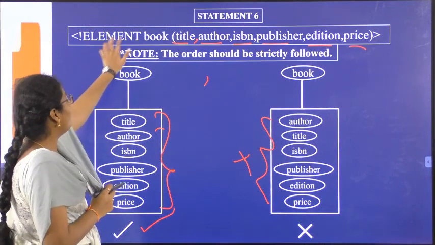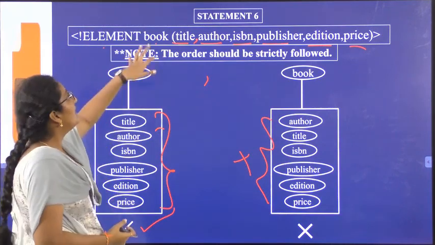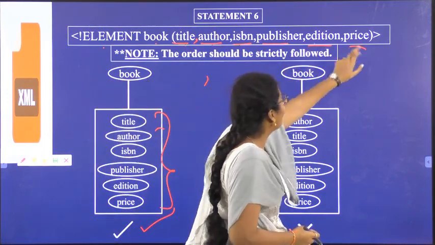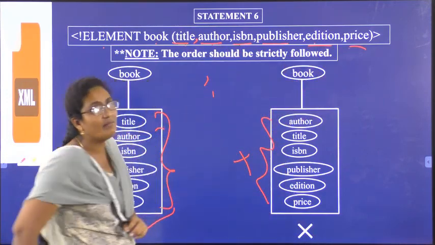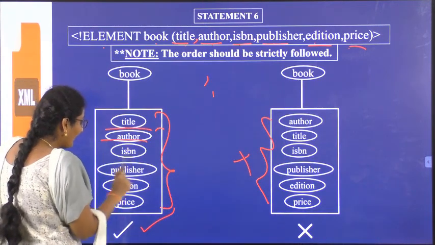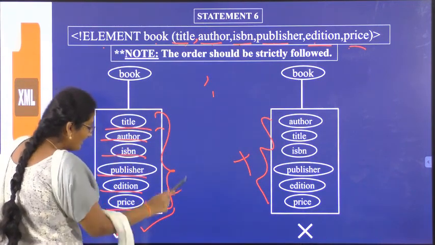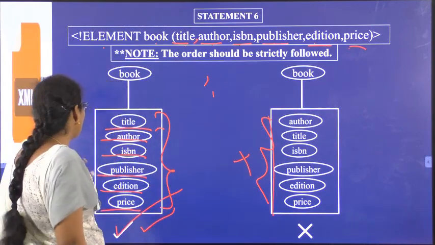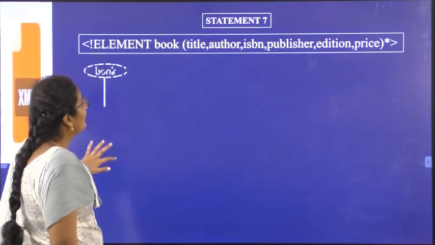So element name book, okay, acceptable. It has some parameters like title, author, ISBN, publisher, edition and price, and we are using comma in between them to maintain the order strictly. If that order is maintained strictly, then that representation is correct. If in any case the order is lost, that representation is wrong. So next statement.